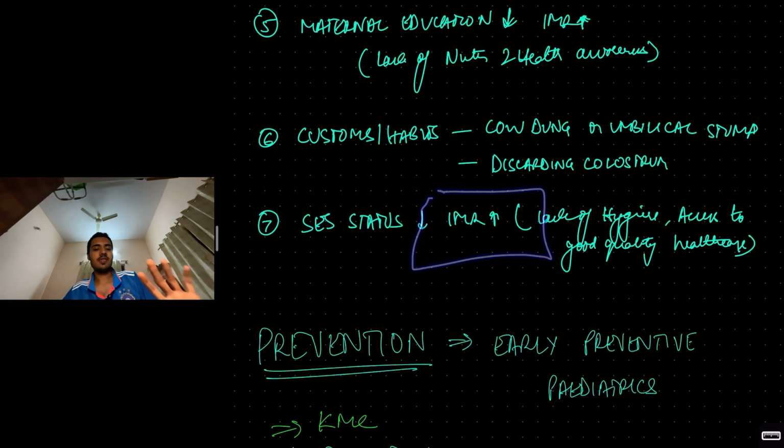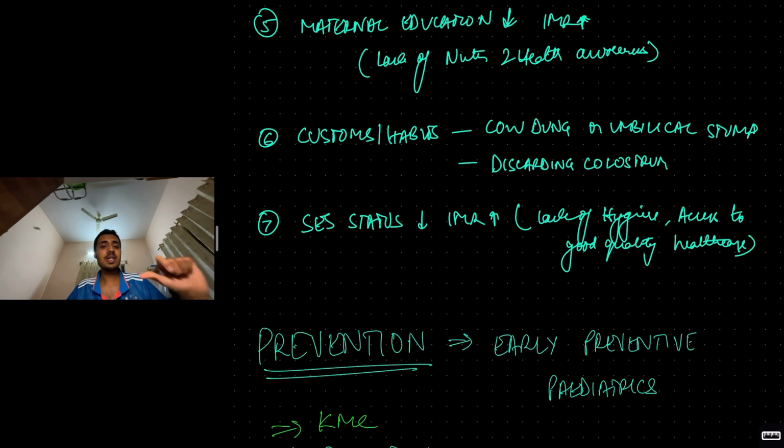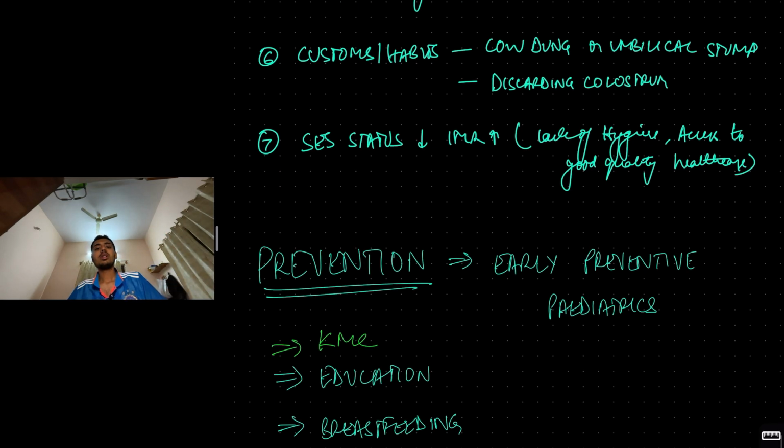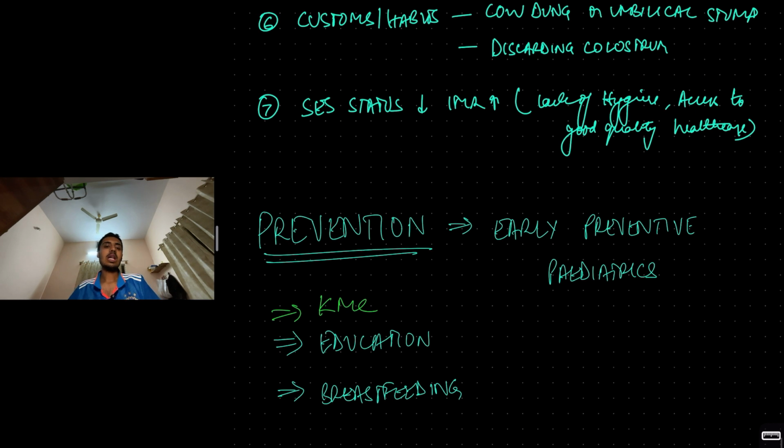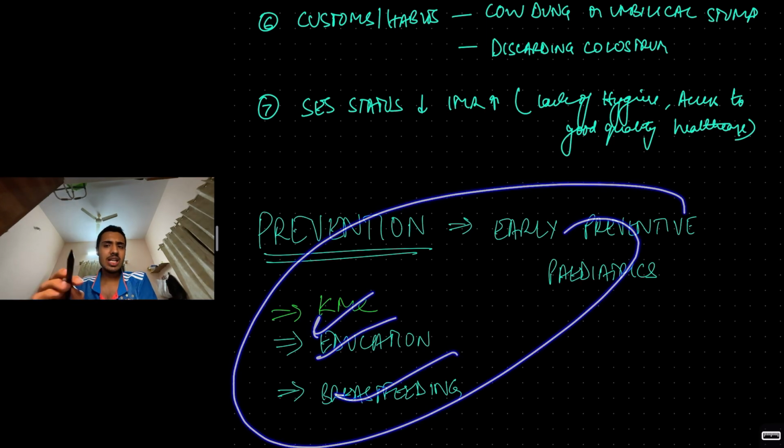These are all risk factors: sex, birth spacing, birth order, age of pregnancy, customs and habits, maternal education, and socioeconomic status. Then prevention of infant mortality rate is mainly through early preventive pediatrics. Early preventive pediatrics is whatever you do for pediatric care within 1 year: early neonatal care, kangaroo mother care, education of the mother, and breastfeeding. These four are the preventions which I'll explain in detail now.